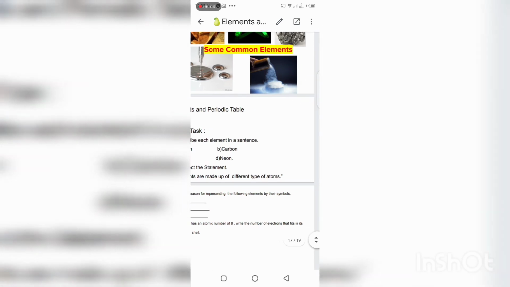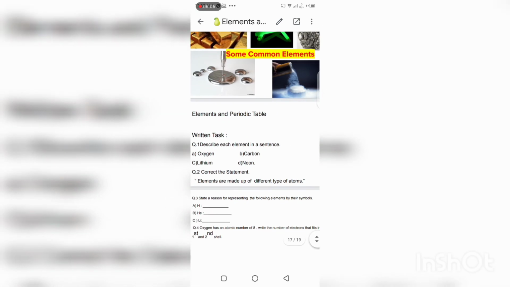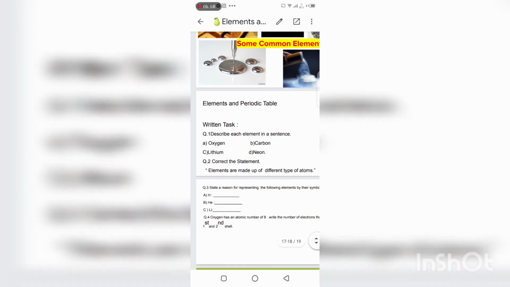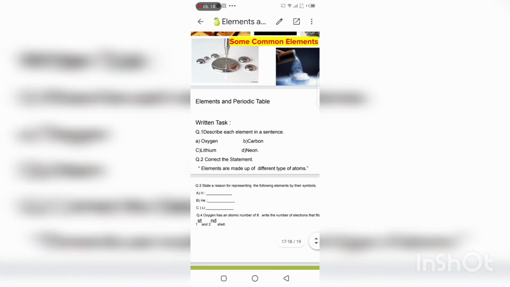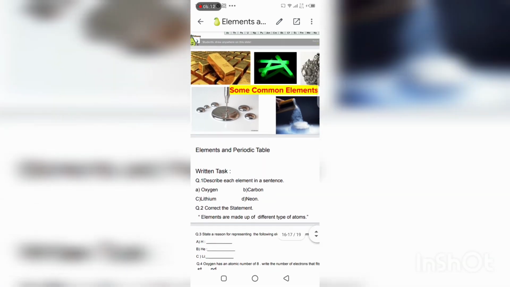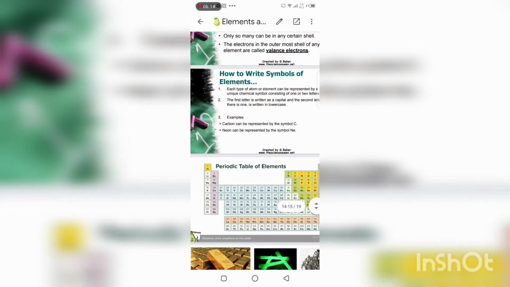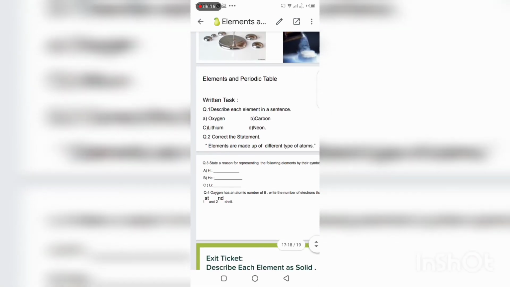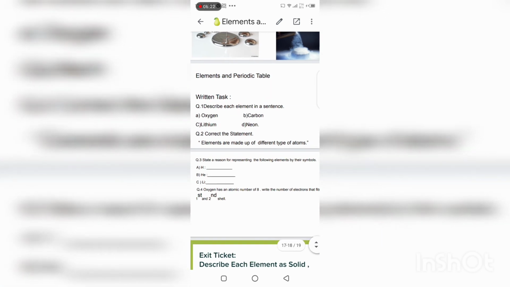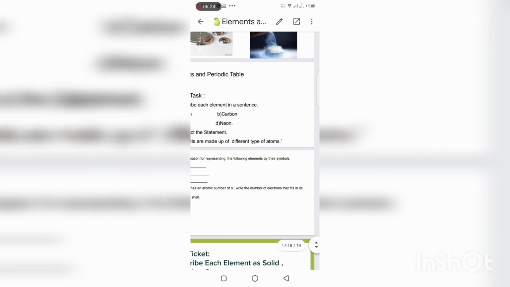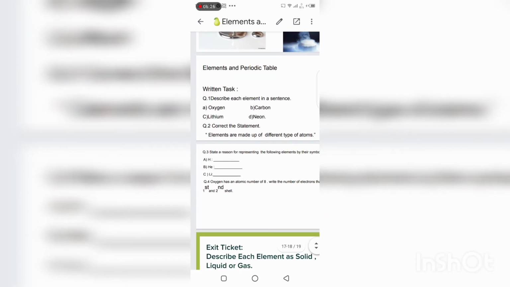Correct the statement: Electrons are made up of different types of atoms. State a reason for representing the following elements by their symbols that we learned over here. Oxygen has an atomic number of 8. Write the number of electrons that fit in the first and second shells.